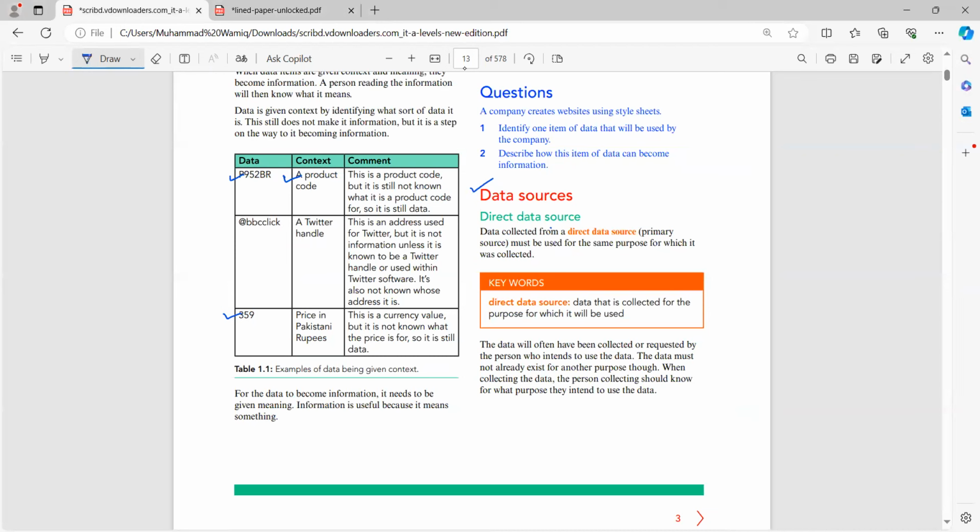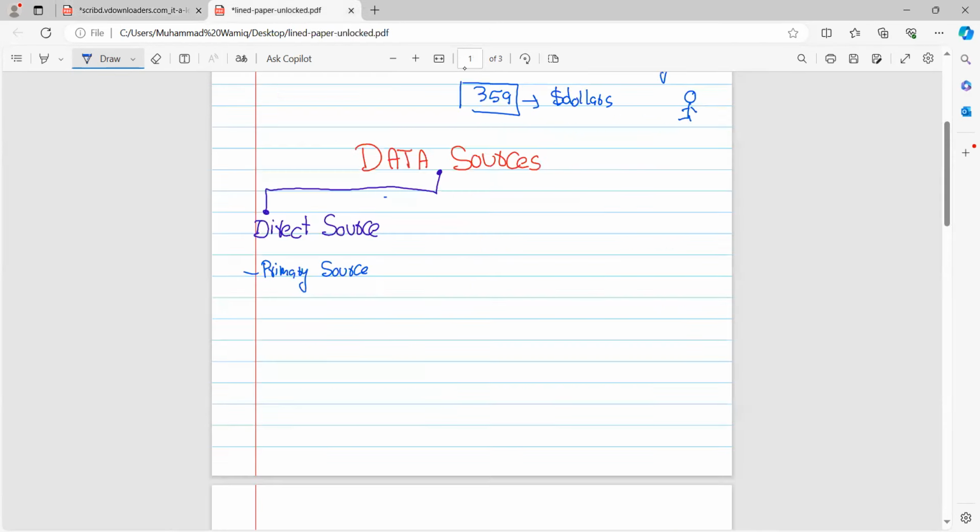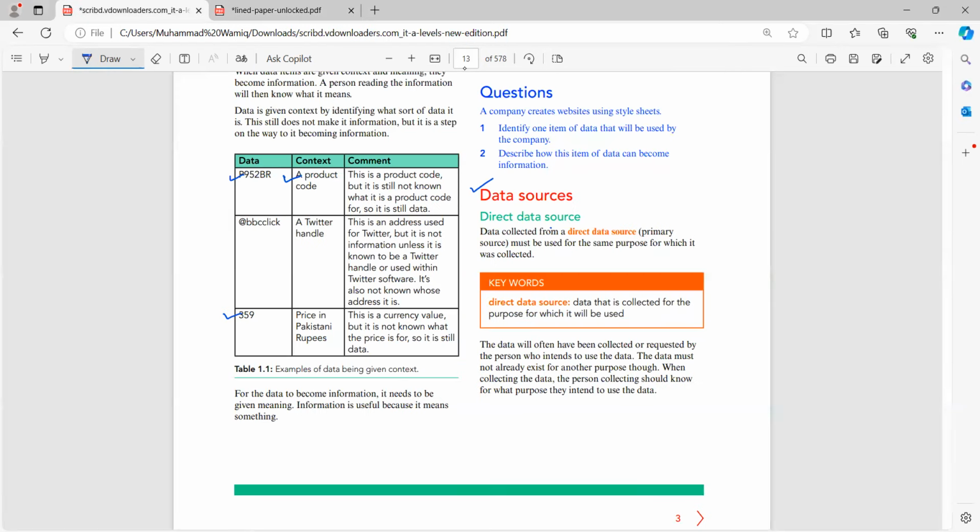So direct source, first of all, is going to be a primary source, and the second thing is that it is going to be used for the same purpose for which it was collected. You cannot use it for any other purpose. Direct source is basically the data which is collected for the purpose for which it is to be used. So two points right here. That means that the data has to be collected or requested by the person who is required to use the data, or that data must not already exist for another purpose.